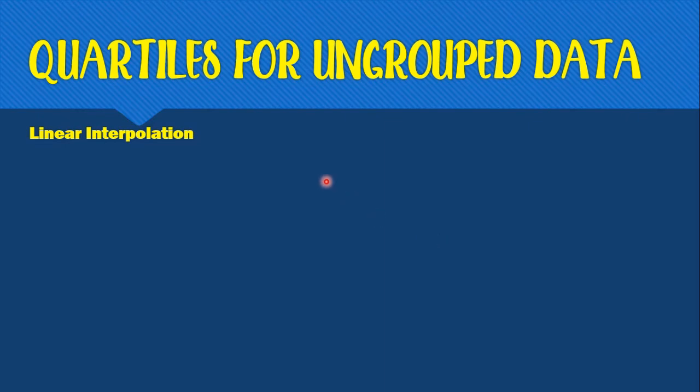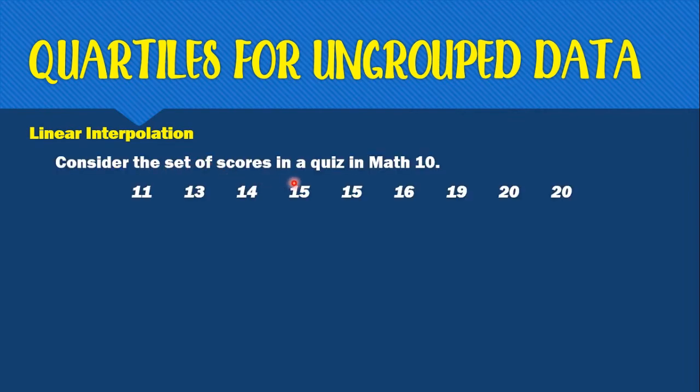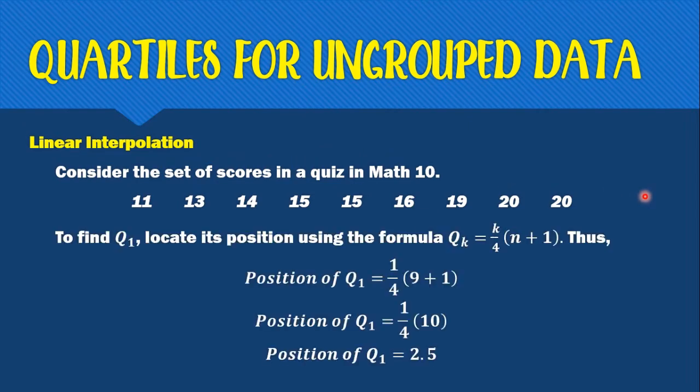Another method in finding the quartiles for ungrouped data is what we call linear interpolation. Let's have an example. Consider the set of scores in a quiz in Math 10. We have again arranged data 11, 13, 14, 15, 15, 16, 19, 20, and 20. So from this given example, we have a total of 9 scores. So the first step is we arrange the data. Since it was already arranged in ascending order, let us now find our Q sub 1.